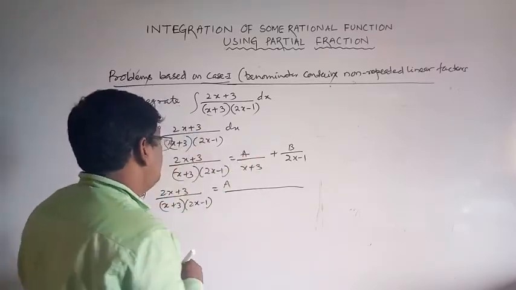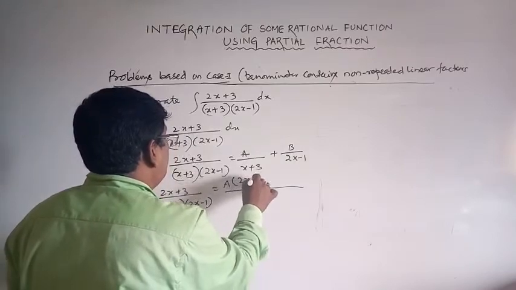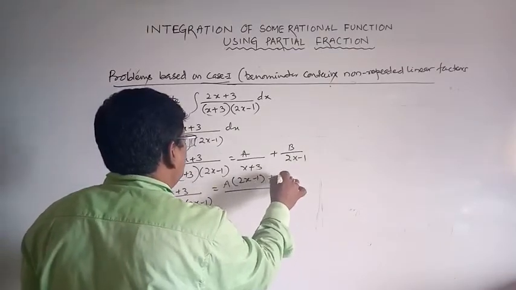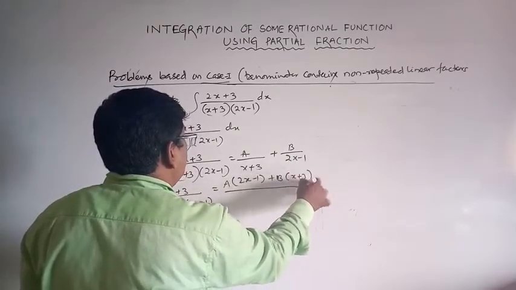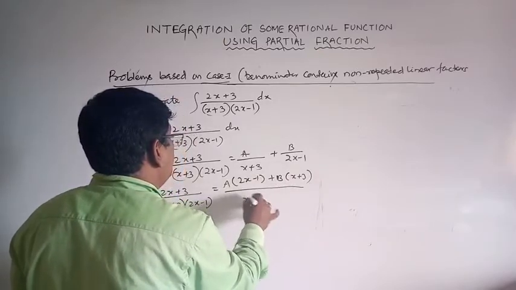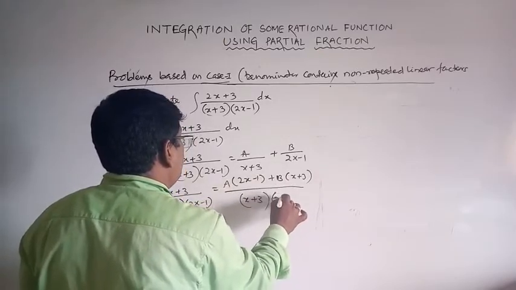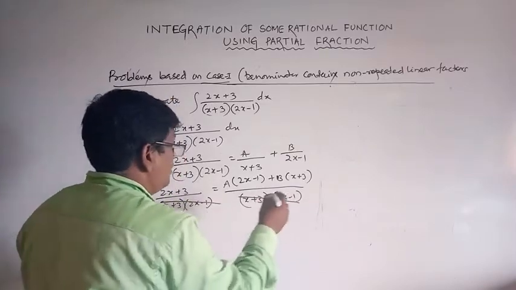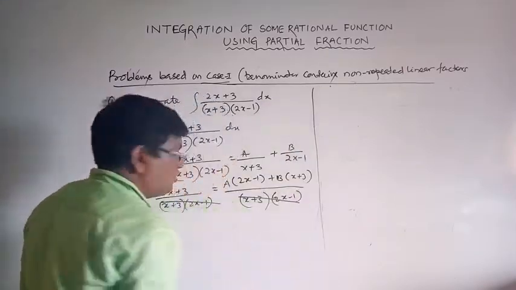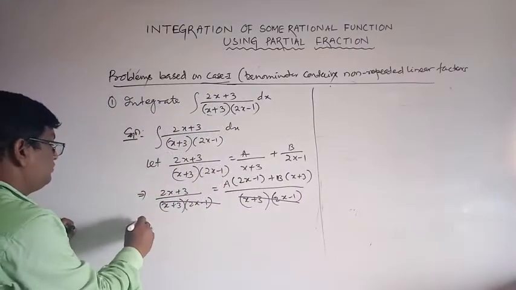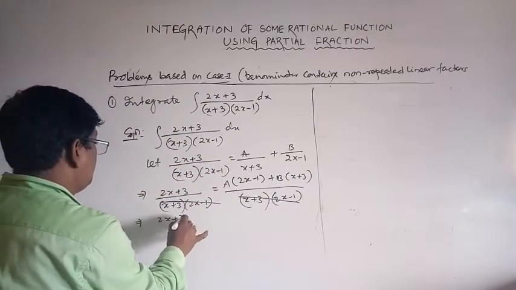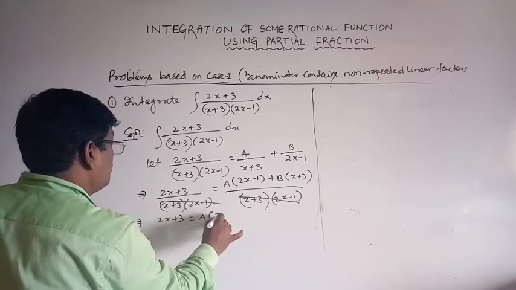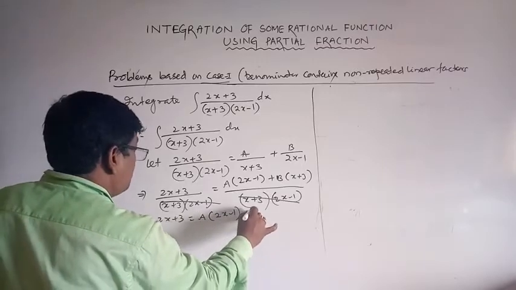So A into (2x - 1) plus B into (x + 3) divided by (x + 3)(2x - 1). Cancel. Now what remains here is 2x + 3 equal to A into (2x - 1) plus B into (x + 3).